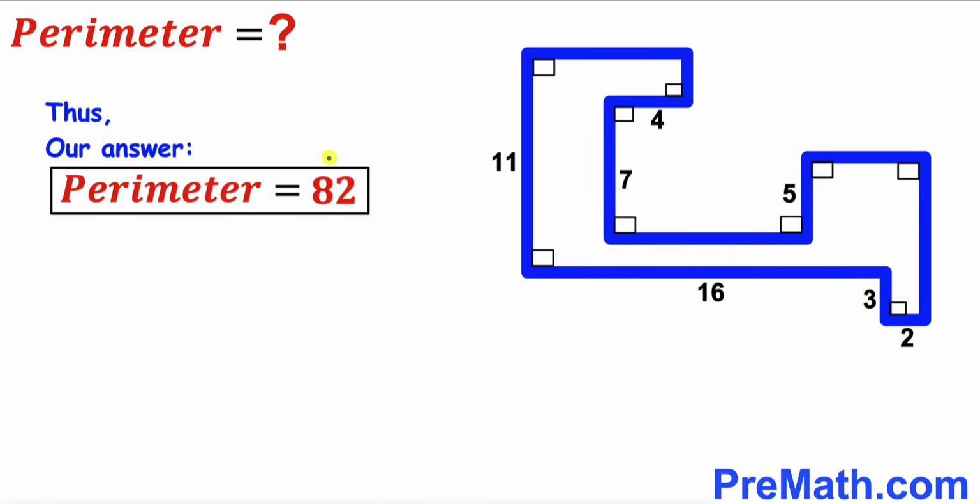So thus, after all the calculations and manipulations, the perimeter of this given polygon turns out to be 82 units. In other words, the perimeter of this given polygon turns out to be equal to 82 units. And that's our final answer.